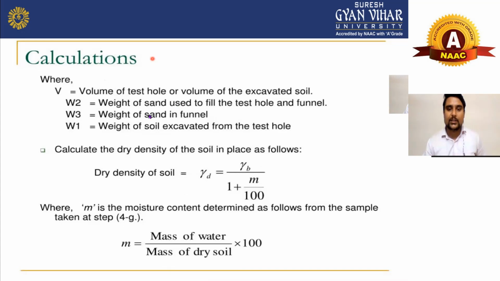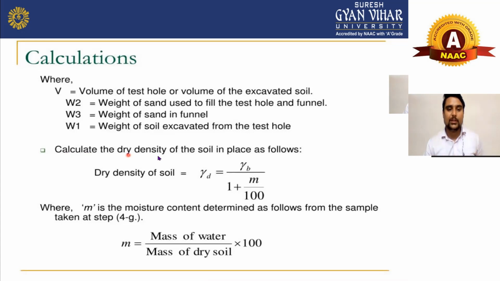We will see further how we will do the calculation of all these things, where V is equal to the volume of the test hole or volume of excavated soil. W is equal to the weight of sand used to fill the test hole and funnel. W3 is equal to the weight of sand in the funnel. W1 is equal to the weight of soil excavated from the test hole.